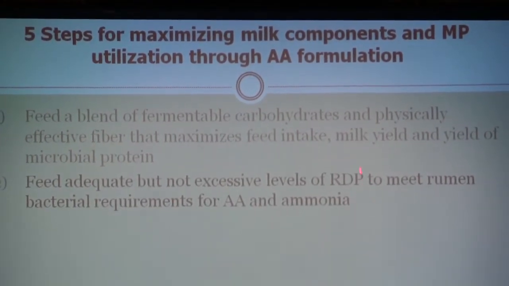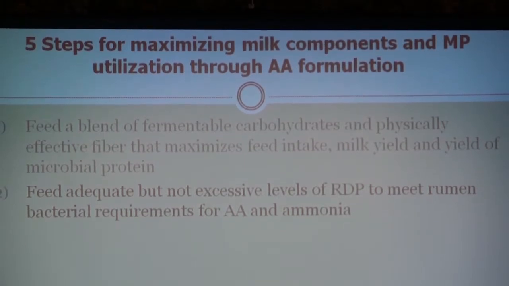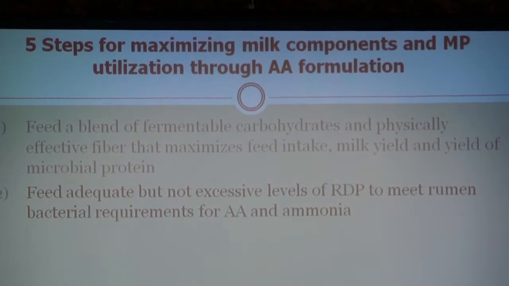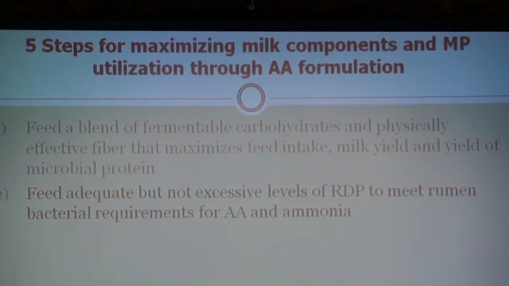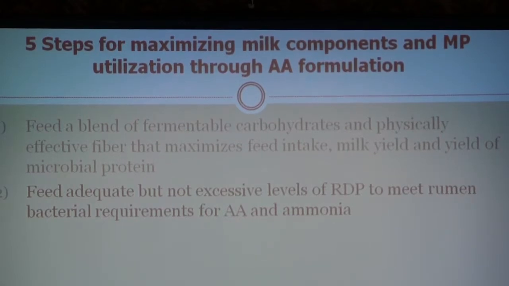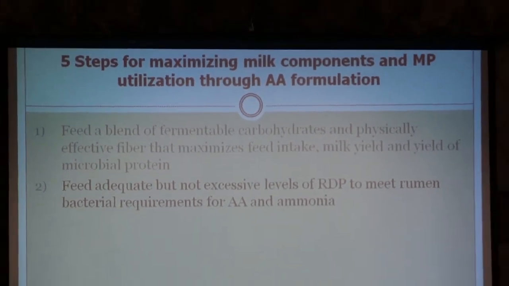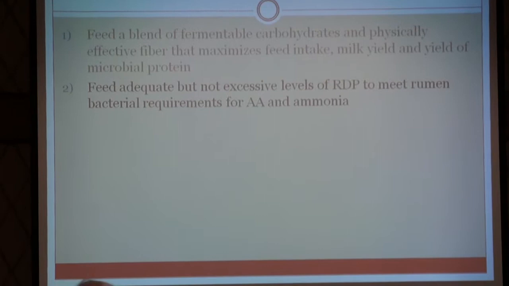Now, feed adequate but not excessive levels of RDP. How do you know that you're feeding adequate but not excessive? Well, first of all, you have to track it, you have to determine it. Have your nutritionist tell you what that level is. Just start tracking it. Know where you are. Experiment a little bit. Lower it a little if you think it might be too high relative to the recommendations of the model that was used to generate the value.